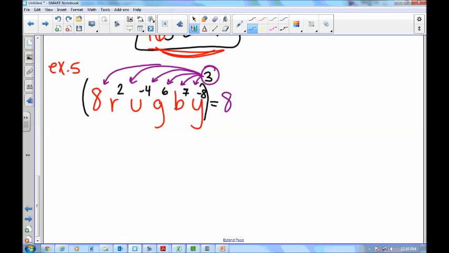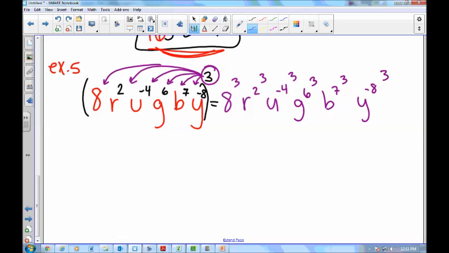8 to the 3rd power. R squared to the 3rd. Q to the -4 raised to the 3rd power. G to the 6th cubed. B to the 7th cubed. Y to the -8 cubed.